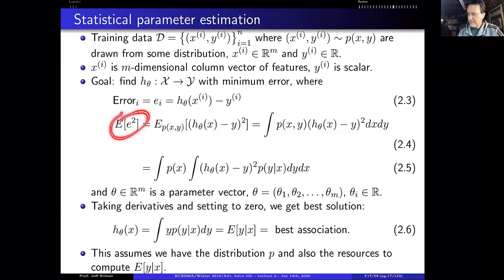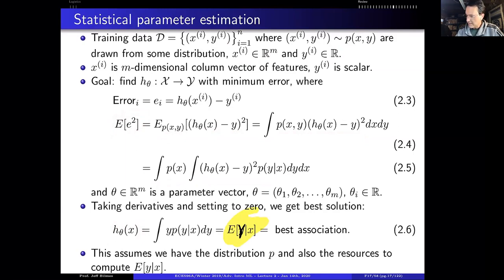And again, it's not so hard, just a little bit of algebra to find the optimal predictor by taking the derivative, setting the derivative equal to 0, and solving. We get that the best predictor is the expected value of y given x. This, by the way, should be a capital Y here. Expected value of y given x, right? And that's the best associator or best predictor of y. That kind of makes a lot of sense, right?